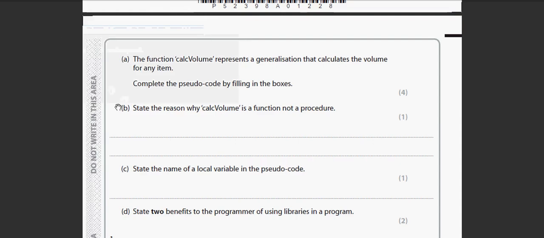Question 5b. State the reason why calc volume is a function, not a procedure. 1 mark.